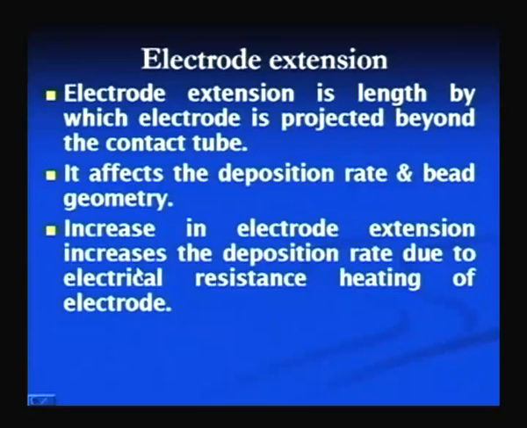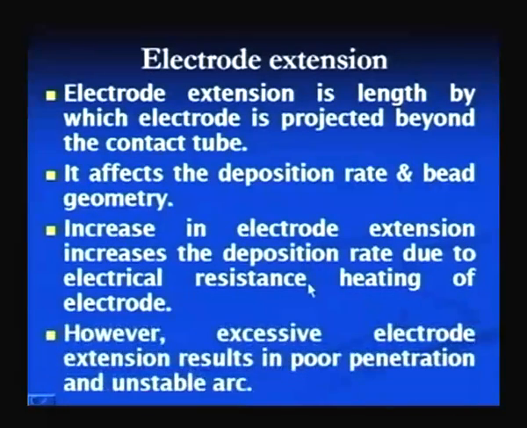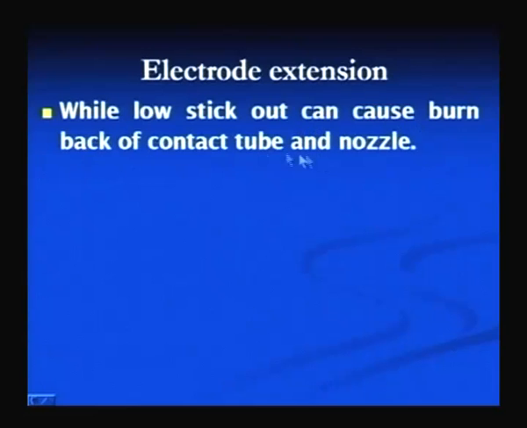Increase in electrode extension increases the deposition rate due to the electrical resistance heating of the electrode. However, excessive electrode extension results in poor penetration and unstable arc. There is an optimum range for electrode extension which will offer the better results. Otherwise, too little electrode extension or too much electrode extension, both will result in undesirable effects. Like low electrode extension can cause burn back of the contact tube and the nozzle due to the heat of the arc, because the nozzle and the contact tube both will be closer to the arc zone, and that can cause the burning back of the contact tube and nozzle.